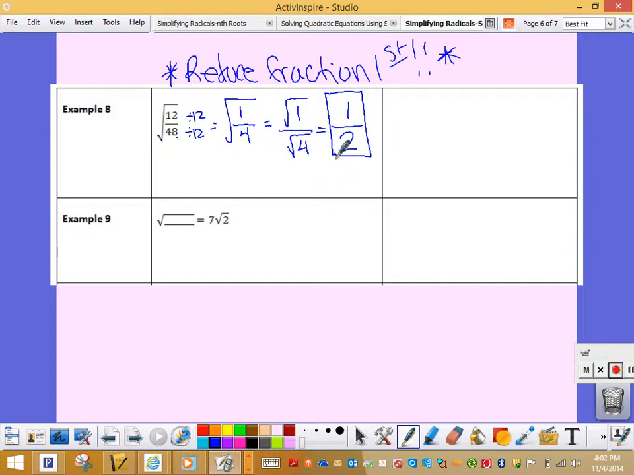Alright, let's now look at example 9. You're kind of working backwards here. So you're saying, here is what it's simplified to. How do I get what's underneath the square root?